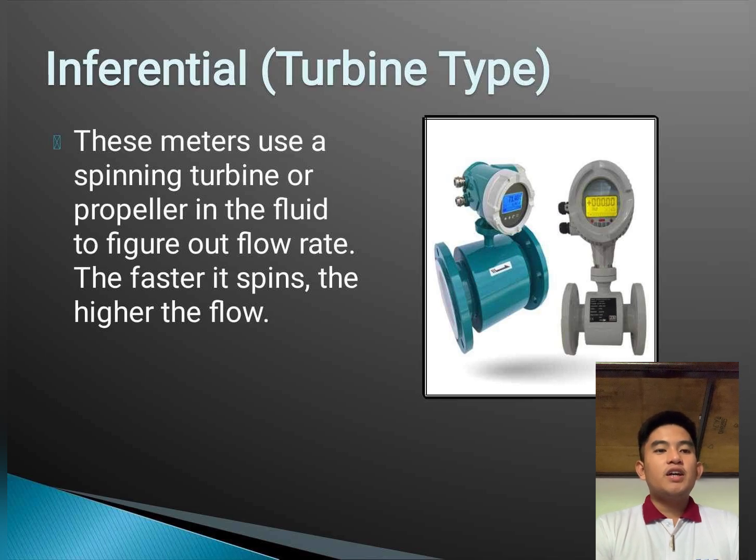Next is inferential turbine type. These meters use a spinning turbine or propeller in the fluid to figure out flow rate. The faster it spins, the higher the flow. So in the picture, guys, you can see inside there is a rotor that spins, and the faster it spins, the faster the flow of the fluid.